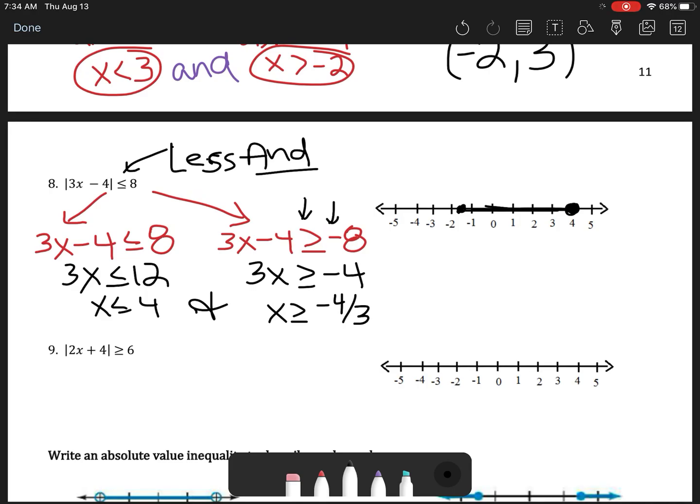If I wrote this in interval notation, I would need to include a bracket. Put my smallest number, negative 4/3, comma, positive 4, close bracket. Remember, we use the brackets because of the inequality symbols as well as the closed circles.